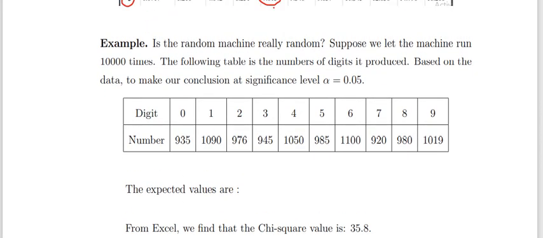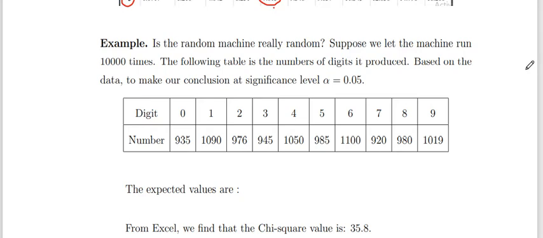Okay, so here the question is: is this landing machine really landing? We want to check the quality of this landing machine, whether it can be used. To test this, we just run this machine 10,000 times. We count how many digits zero appear, how many digits one appear, how many two appear. So we can have this table.